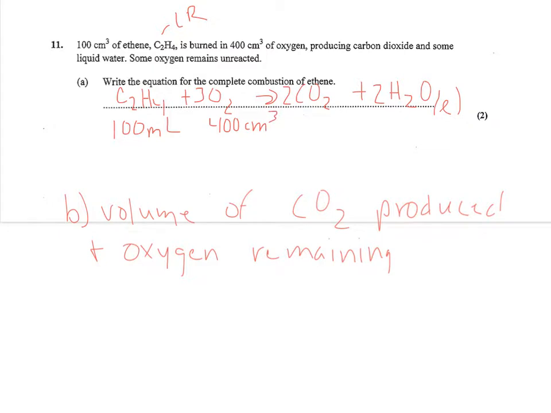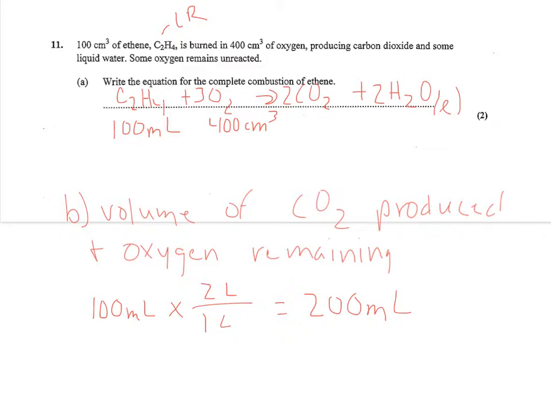So my 100 milliliters is going to form 200 milliliters of CO2. Because when I look at my molar or volume ratio in this case, I have 2 liters of CO2 for every 1 liter of C2H4. So my CO2 produced is 200 milliliters, and that's what they wanted it as, a volume. My second one, I have to find out how much oxygen is left.